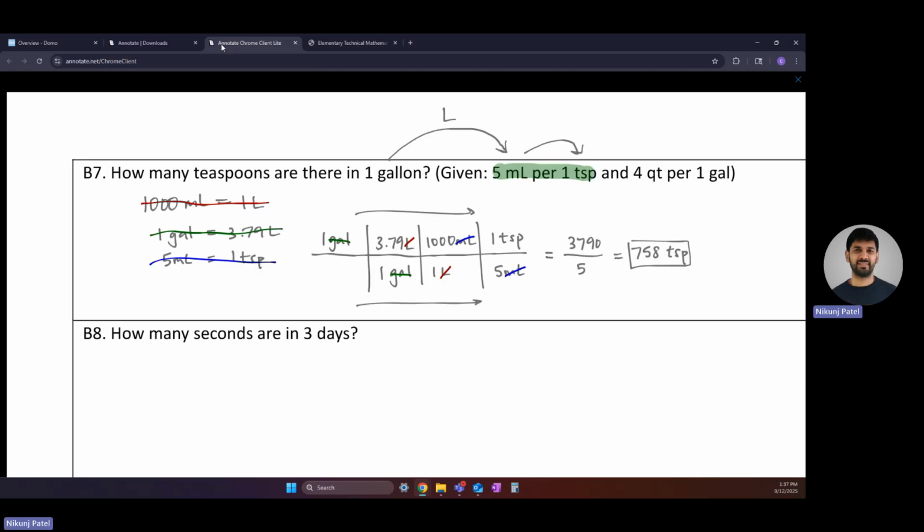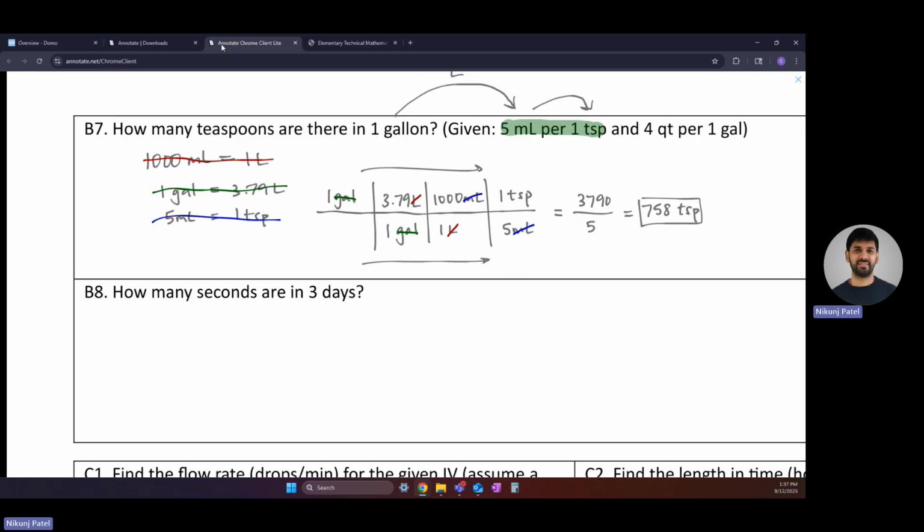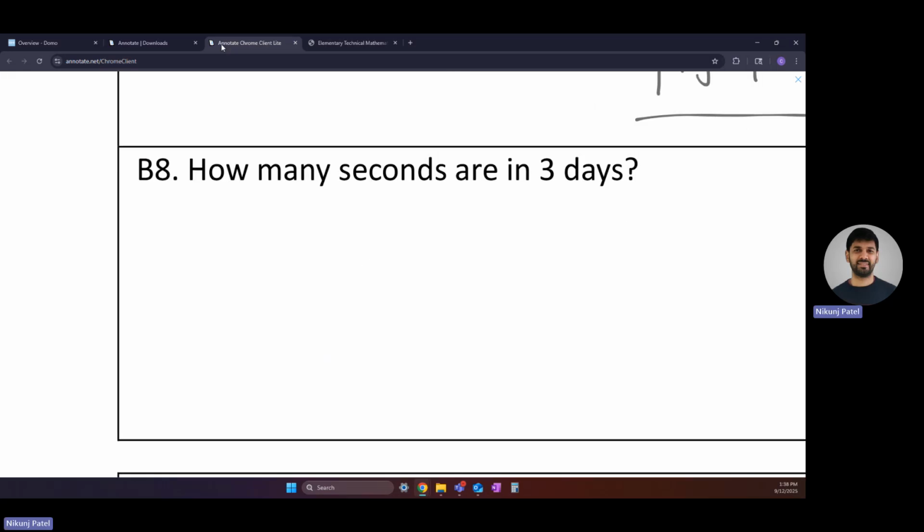So there's B7. Let's look at B8. B8 is talking about seconds converted from 3 days. So it says how many seconds are in 3 days. These conversion factors are more commonly known because we frequently read the time and we know how time works. We know that we need to get from days to seconds, but there's a lot of other ways to measure in between days and seconds.